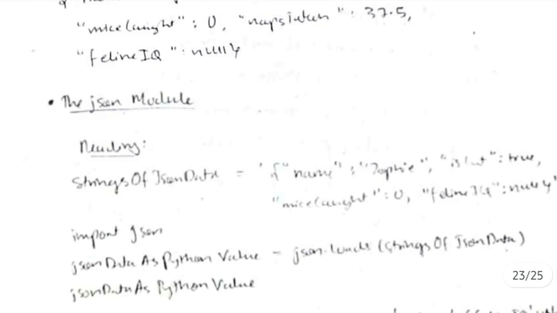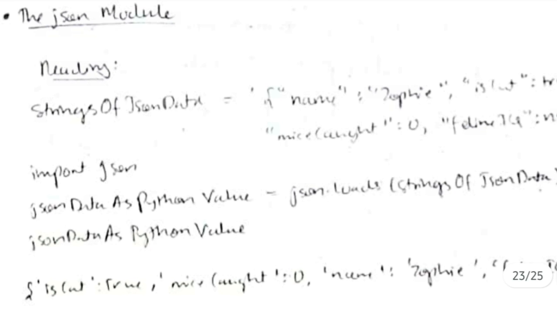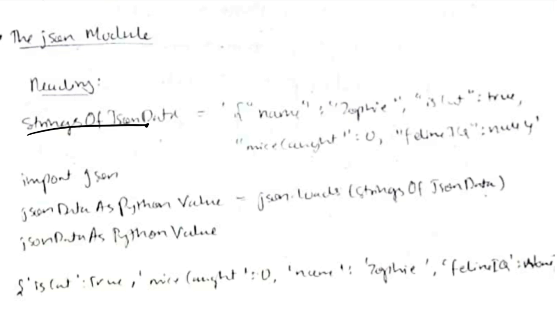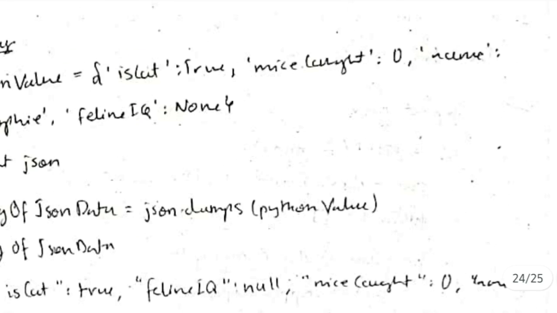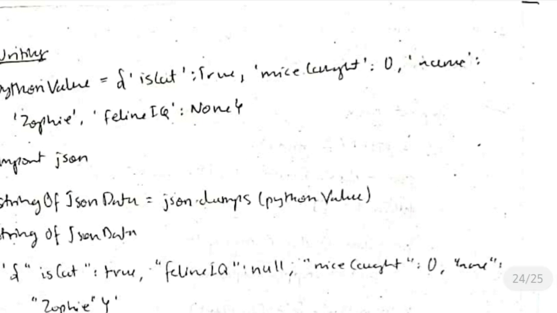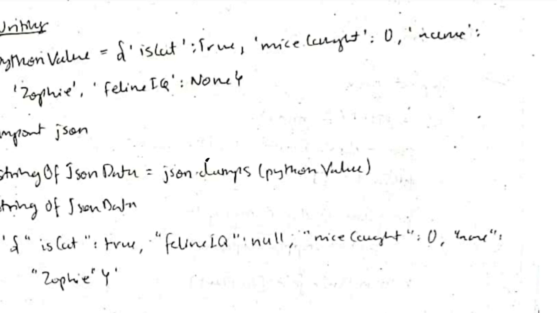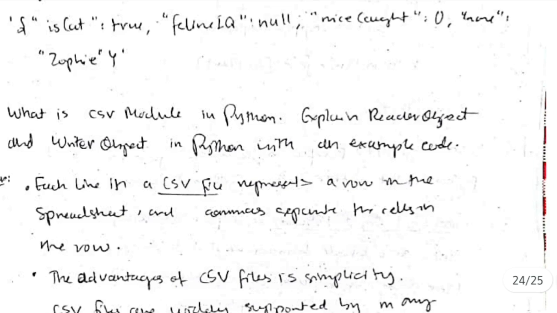So the JSON module is this one, import json. That's it, import json, and here we'll have a string of JSON data. So this is the JSON data here, and after that, if you want to convert it into a Python value, what we have to do is, json.loads will convert JSON to Python. Same thing, if you want to convert back from the Python value to the JSON value, you have to use dumps. That will convert Python to JSON. So those are the two main things in the JSON module.